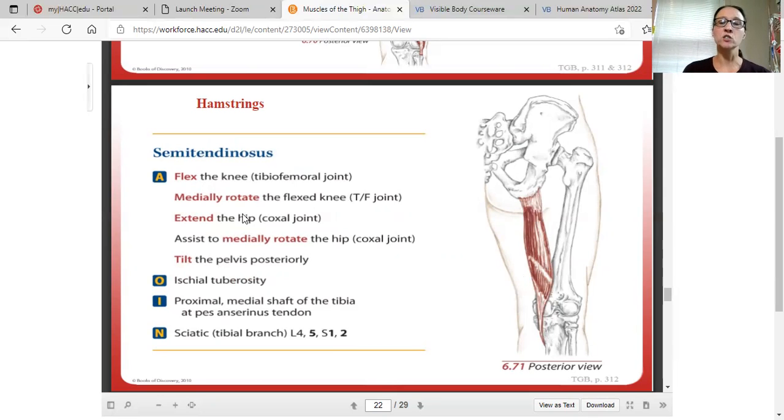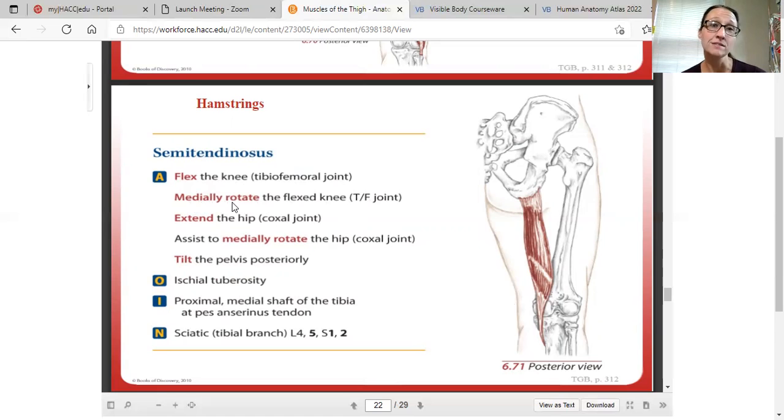And as far as actions are concerned, these are basically opposite of biceps femoris. So antagonistic to biceps femoris, because instead of inserting on the lateral portion of the knee, it inserts on the medial portion of the knee. So we're going to have more medial type actions. First and foremost, though, it is a hamstring, so it does flex the knee, okay? But look, now we have medial rotation of the flexed knee, okay? Instead of lateral rotation of the flexed knee like biceps femoris, we have medial rotation of the flexed knee.